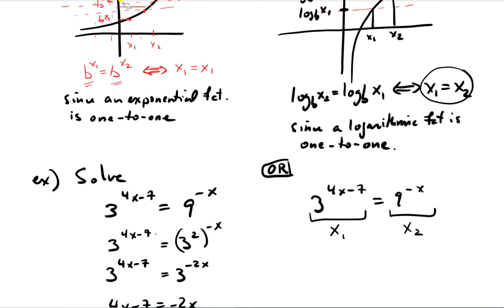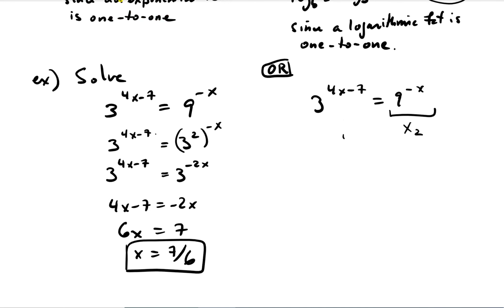So what I can do is take logarithms on both sides. Okay. Logarithm in my favorite base, actually. I could use base 3, but I'm going to use base 10, so I'm just going to put log for that. Okay, so the log in base 10 of 3 to the 4x minus 7 is log in base 10 of 9 to the minus x. Okay.